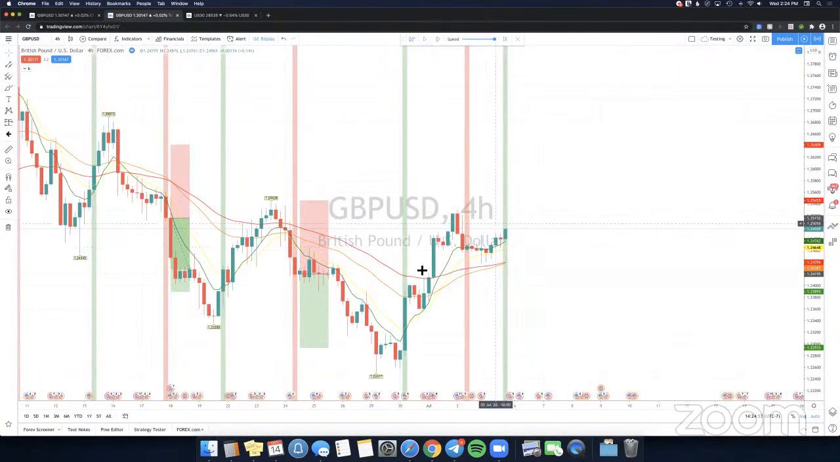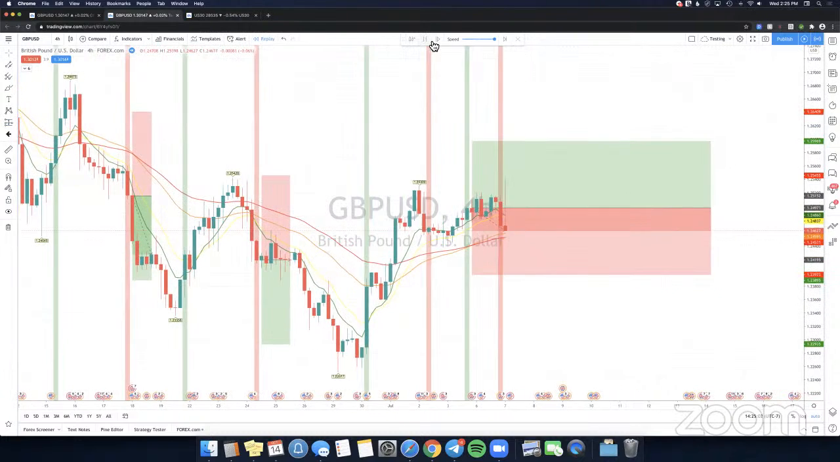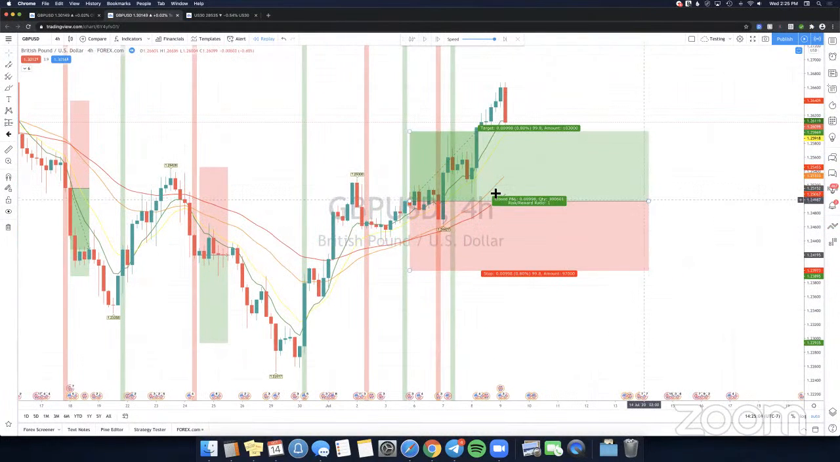So like right here, price is trending up. We have a retracement, rejection, buy signal. You enter a long position right here. And then there you go, hit TP again.